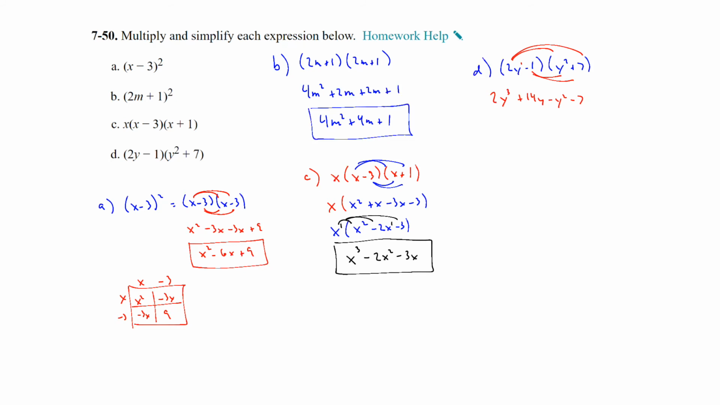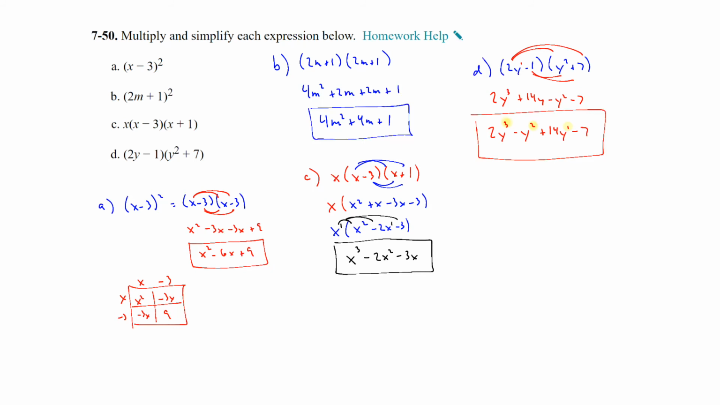We do want to put these in descending order of your exponents. So we want the y cubed first, the y squared second, the 14y, and then the minus 7. So you can see here that you have 3, 2, 1, and then your constant. And that's what you want to do, is make sure they go in descending order there. And they're not like terms, so that will be it.